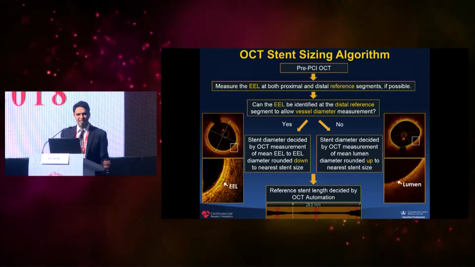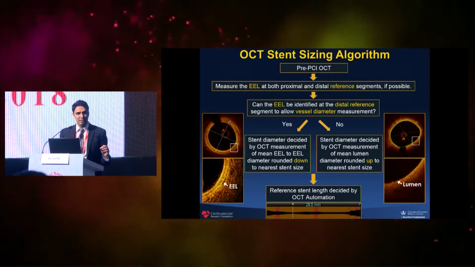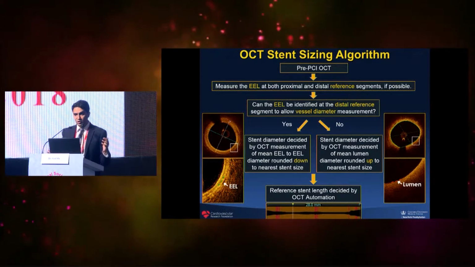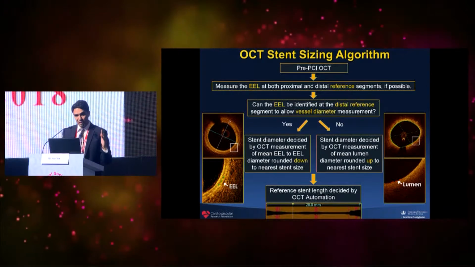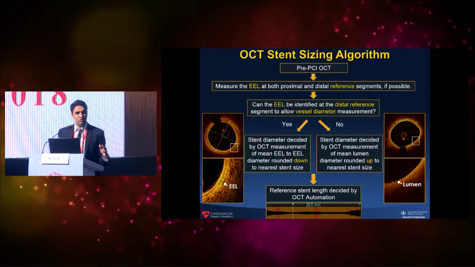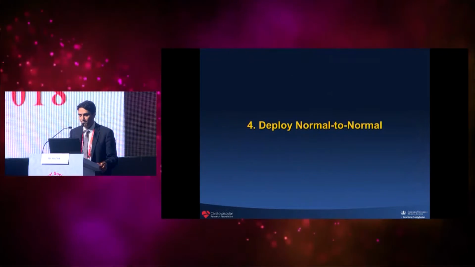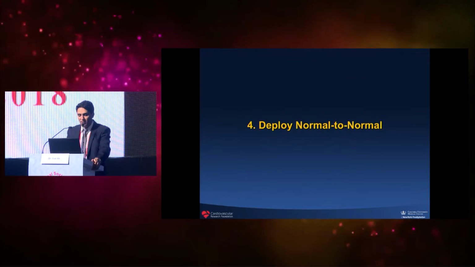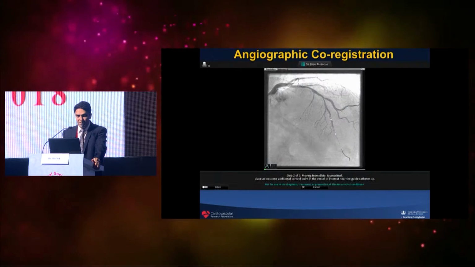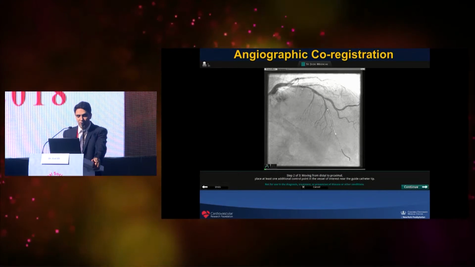The OCT is extremely accurate and precise. So if the OCT tells you to take a 28 millimeter stent, you can choose a 28 millimeter stent. There is no need to use a larger or smaller stent to accommodate. One of the major advantages of OCT is, of course, its ability to perform co-registration.